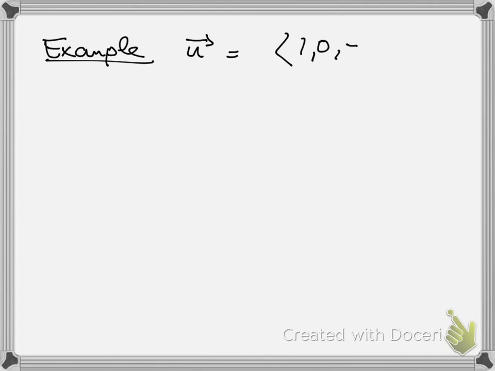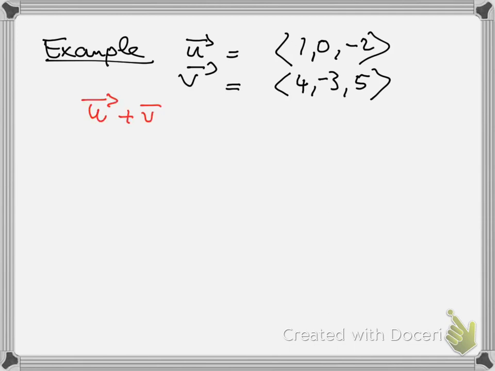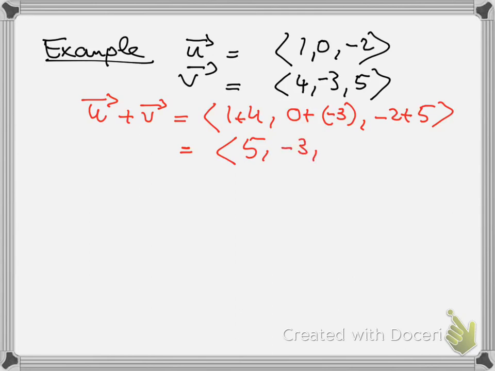Okay, so for example, let's say the vector u is (1, 0, -2) and v is (4, -3, 5). Then u plus v would be 1 plus 4, 0 plus -3, then -2 plus 5. So that will be equal to the vector (5, -3, 3).